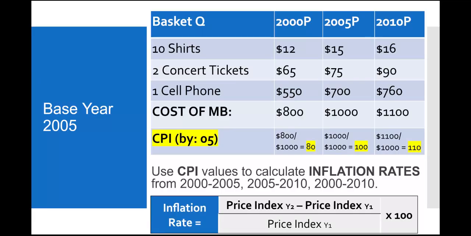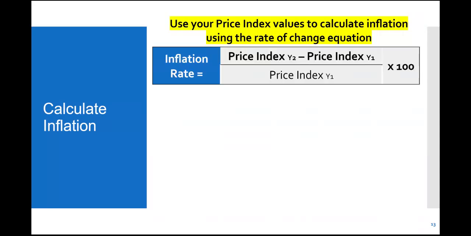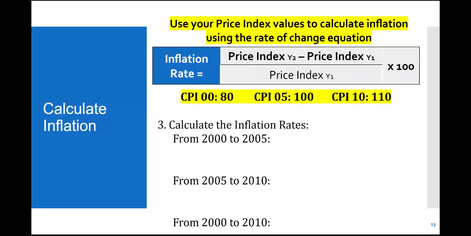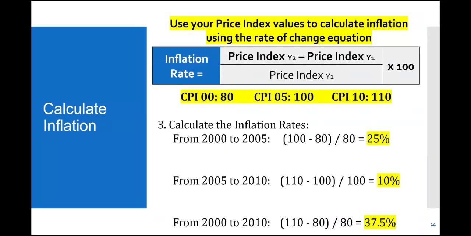All right, if you did your math carefully, using your price index values to calculate inflation, you would come up with that in the first 5-year period, the inflation rate was 25%. 100 minus 80 divided by 80 is 25%. In the next 5-year period, the inflation rate was 10%. 10 over 100 is 10%. And over the full 10-year period, the inflation rate was 37.5%. 110 over 80 will be 30, and 30 out of 80 is 37.5.